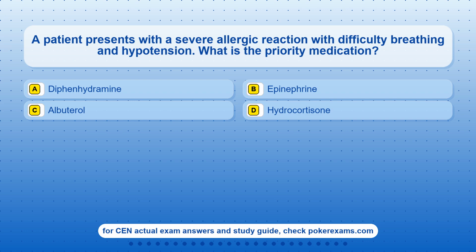Question 4. A patient presents with a severe allergic reaction with difficulty breathing and hypotension. What is the priority medication? Option A, diphenhydramine. Option B, epinephrine. Option C, albuterol. Option D, hydrocortisone.